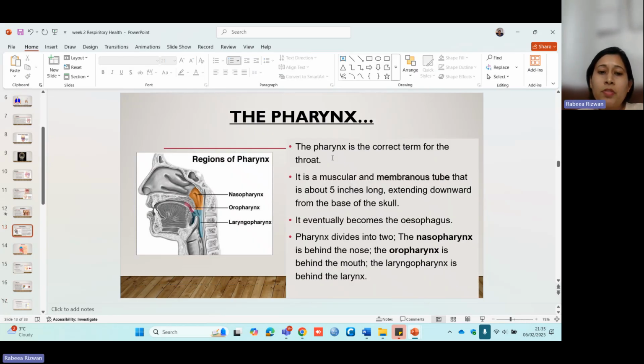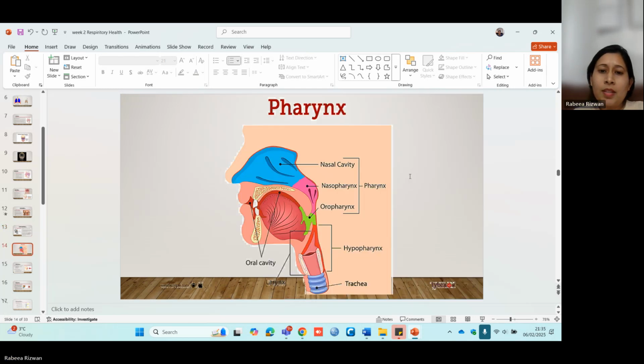So the pharynx, as I already told you, has three parts. The nasopharynx connects with the nose, the part connecting with the mouth is called the oropharynx, and when it combines into one and goes towards the larynx, it is called the laryngopharynx. This is the picture of the pharynx to make it clearer.